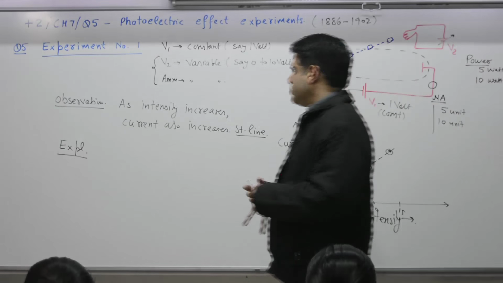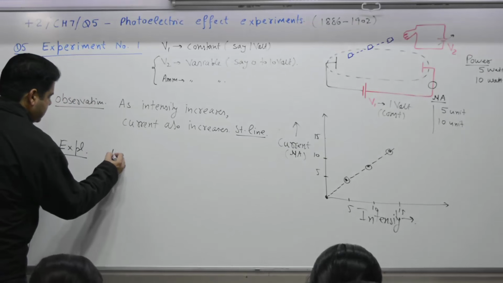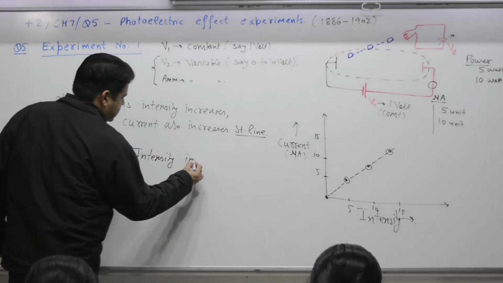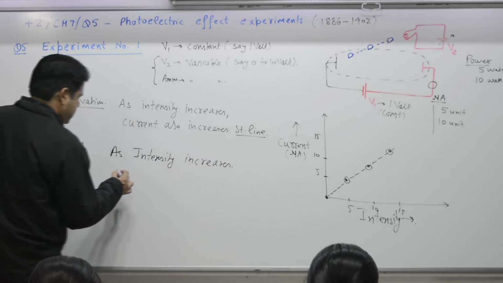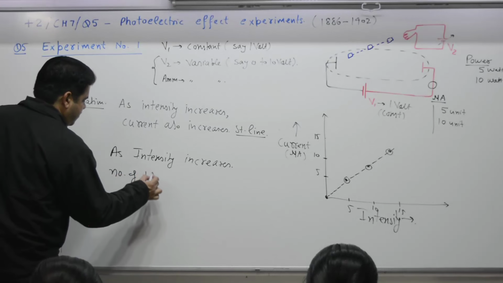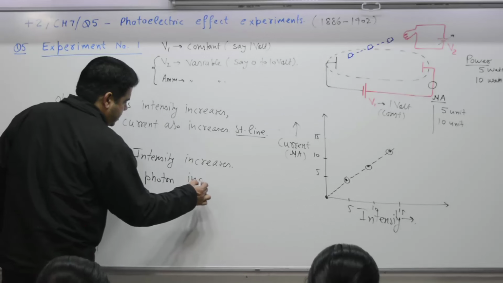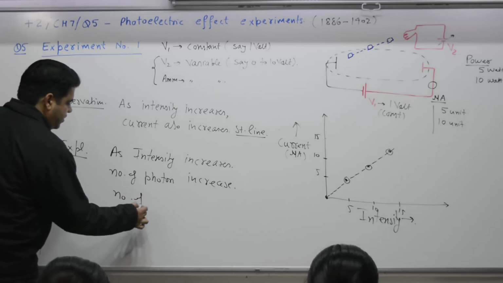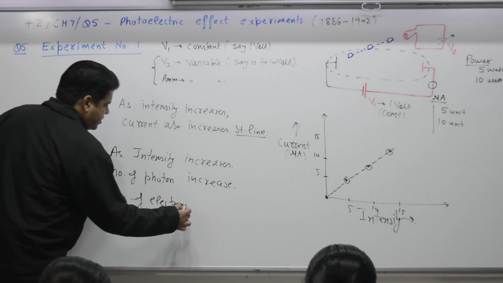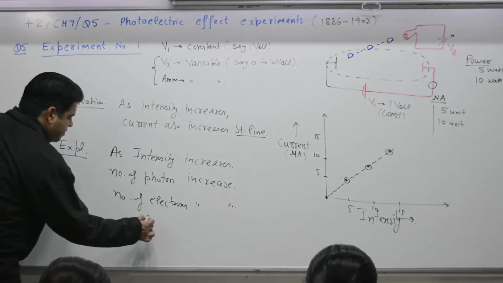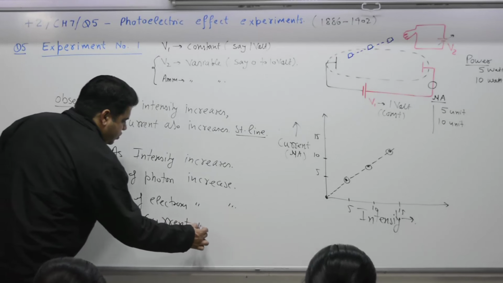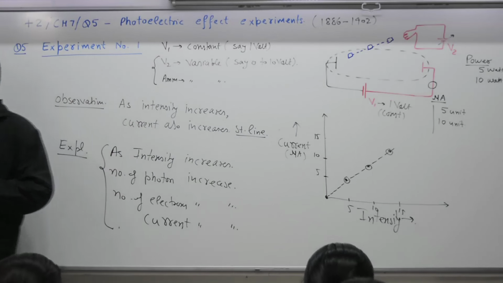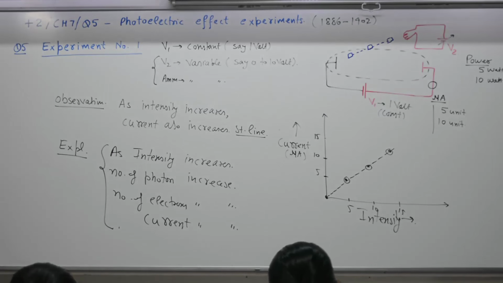That is why the explanation was, as intensity increases, number of photons increase. So number of electrons, photoelectrons also increase. So current also increases. This is the explanation. Time with you is 3 minutes to write.